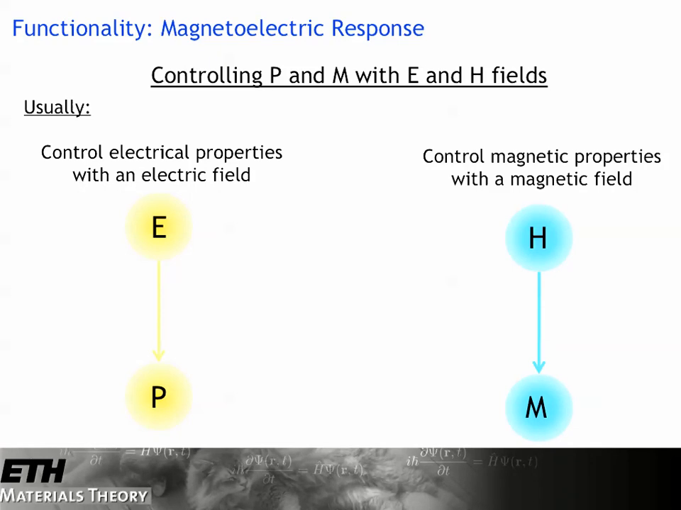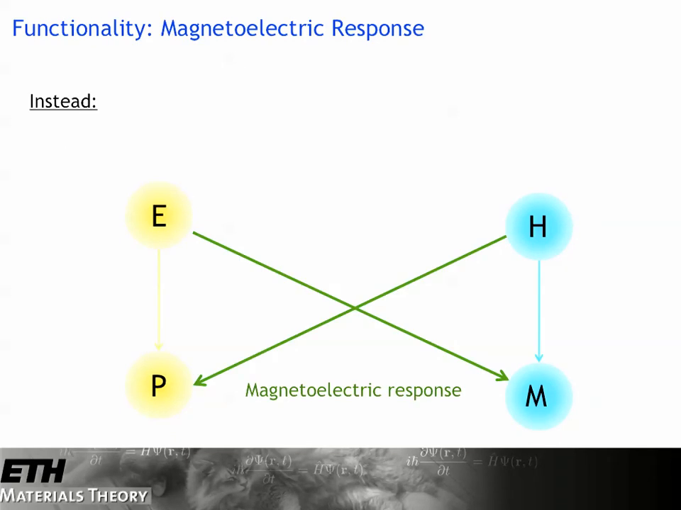And so this is the usual route to controlling properties: to use the conjugate field that's appropriate for those properties. In a magnetoelectric material, we instead want to be able to modify magnetization with an electric field and electric polarization with a magnetic field. So rather than using this direct coupling, we're exploiting the cross-coupling between the field that's not the usual field for driving that property.